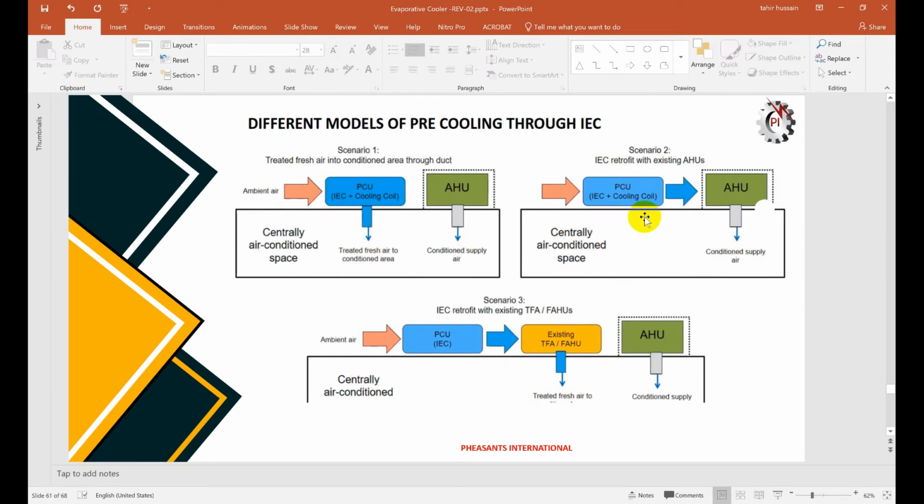The other model is that we cool the fresh air and give it to the AHU, and the AHU supplies the return air and the cool fresh air to the centrally conditioned space. In the third scenario, we cool the fresh air and give it to a treated fresh air unit, and the AHU and the treated fresh air unit supply separate airflows to the conditioned space. So these are the three scenarios for using our indirect evaporator cooling system to cool the fresh air and give it directly to the AHU or treated fresh air units.